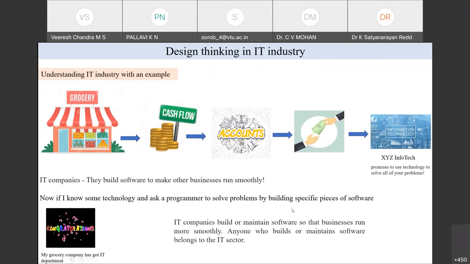So as I have told you, IT companies build or maintain software so that businesses run very smoothly. Anyone who builds or maintains the software belongs to the IT sector.